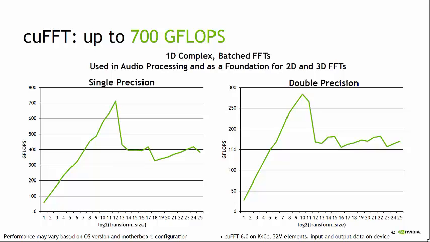FFTs are a bit strange because they are not fully bound by the floating point performance. A lot of it is the 250, 300 gigabyte per second memory connection to the GPU's RAM. So reading and writing to RAM is often a bottleneck when you're doing FFTs. So they can't achieve quite such performance as the BLAS operations.